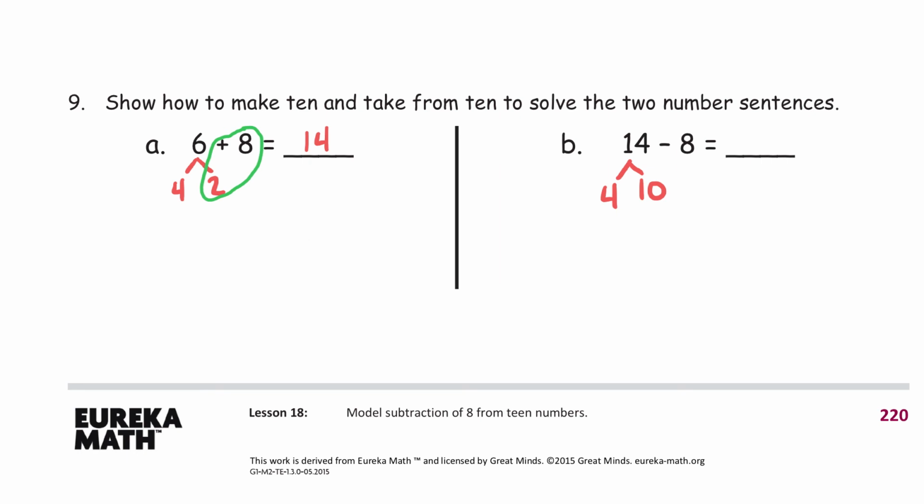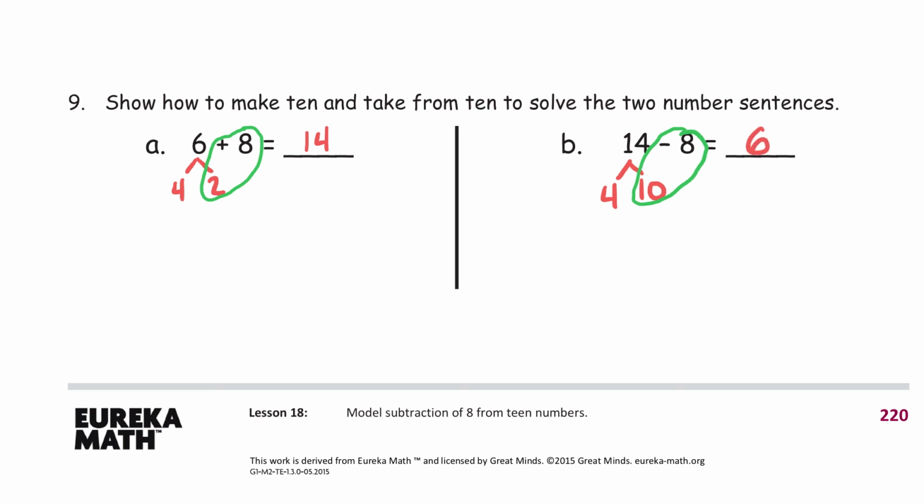Now, if we were to look at 10 minus 8, well, that's easy peasy. We know that is 2. And then if we have 2 left over here, 10 minus 8 is 2, and then we add it up with what we have left. 2 plus 4 is, yep, that's right, 6.